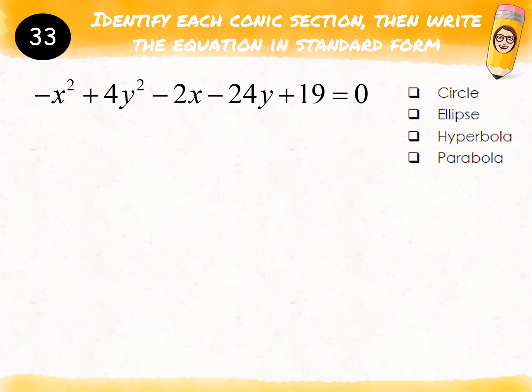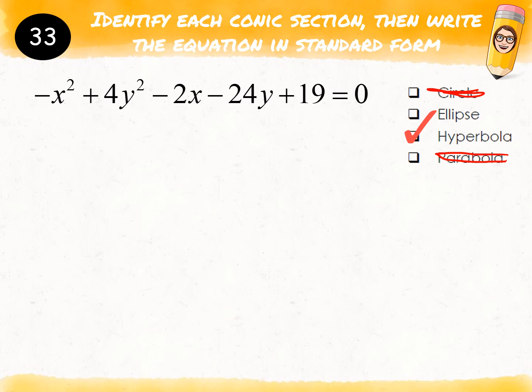All right, let's take a look at this next example, 33. First, we want to identify what kind of conic it is. Things I notice. I notice that 2 values are squared, so it can't be a parabola. I notice that the leading coefficients are different, so it can't be a circle. I notice that the signs are different. There's a subtraction sign there, so it has to be a hyperbola. Let's go through our steps.